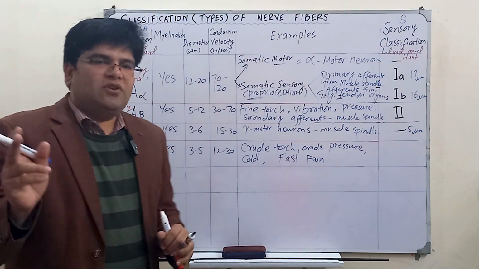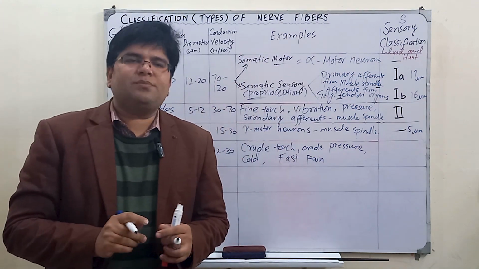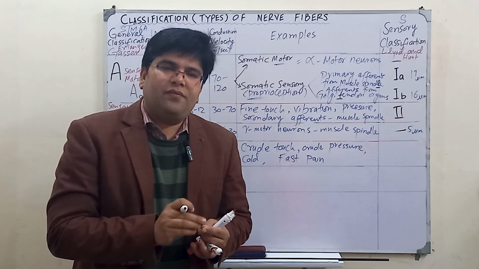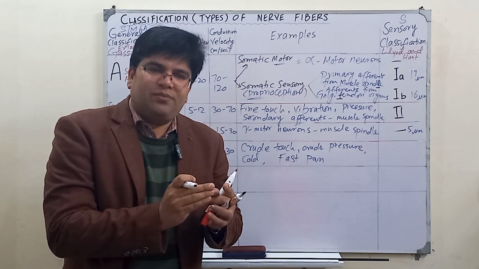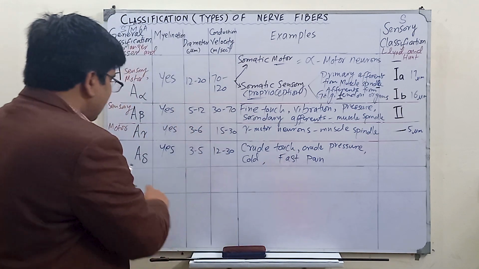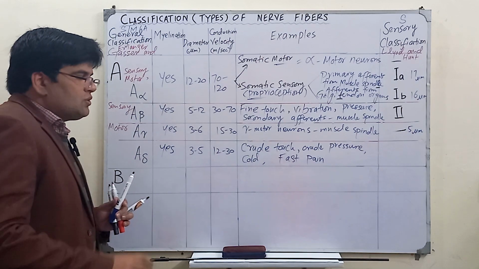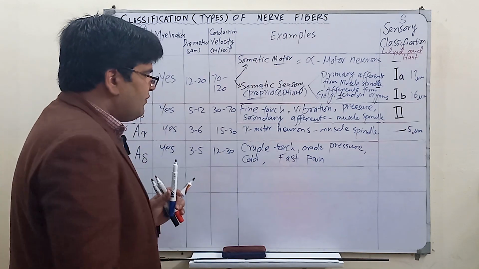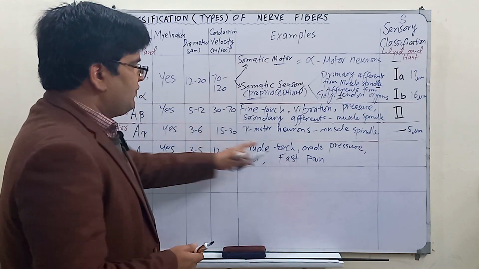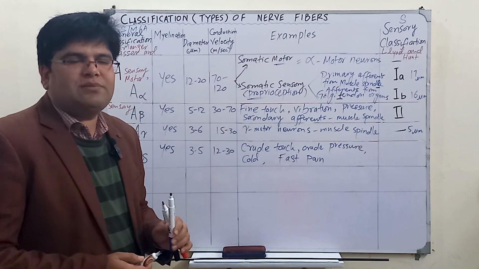You see, there are two types of pain: fast pain and slow pain. Fast pain is like the pain of a pin prick, or when we have a cut with a sharp knife. So that kind of pain, which travels faster, is carried by A delta type of nerve fibers. So the cold signals, they are carried by A delta nerve fibers. Crude touch carried by A delta, fine touch carried by A beta. Crude touch and crude pressure by the A delta types of nerve fibers.